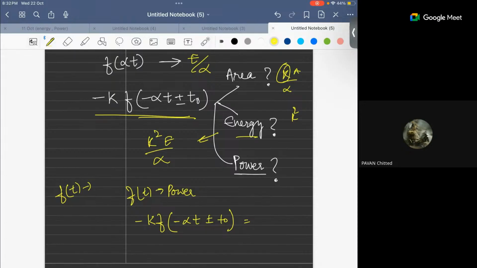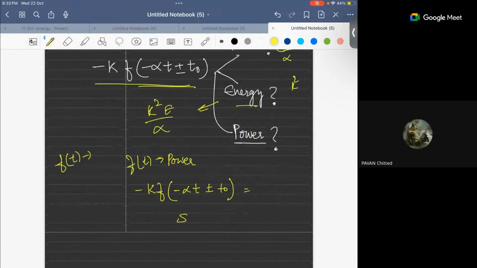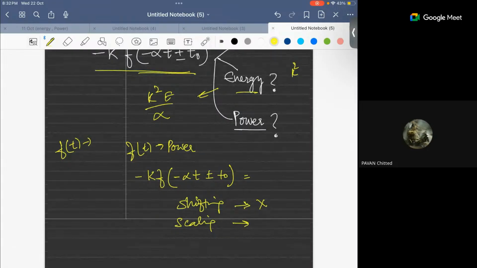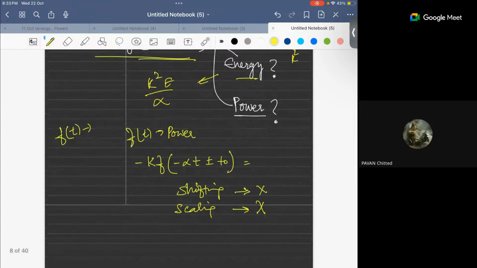Power will be what? Is there any impact of shifting on power? No, sir. Is there any impact of scaling? Scaling also no, sir, I guess, because we are taking the average. Correct. So scaling also no. Only there will be an impact of k, so it will be k square times P.